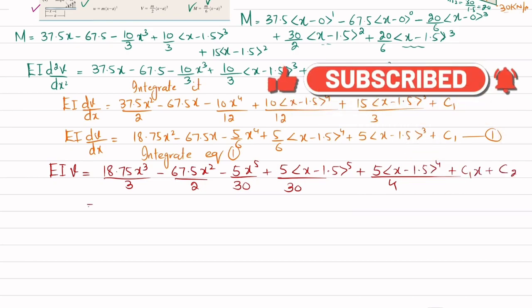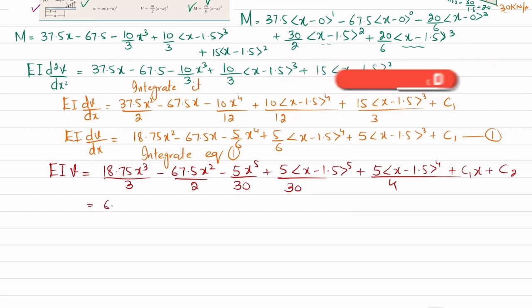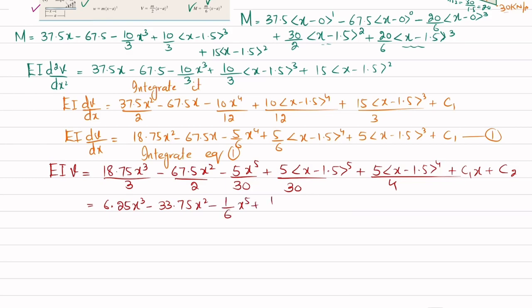And if you further simplify it, you will get 66.25 x cube minus 33.75 x square minus 1 over 6 x power 5 plus 1 over 6 into x minus 1.5 power 5 plus 5 by 4 into x minus 1.5 power 4 plus C1x plus C2. So this is your equation number 2, and that is equal to EI into V.